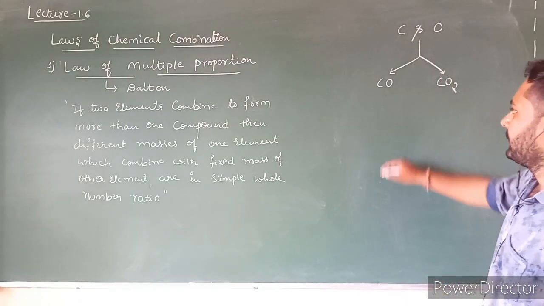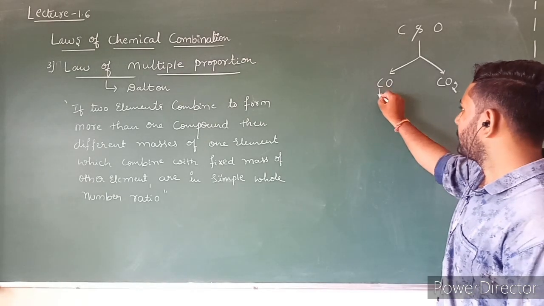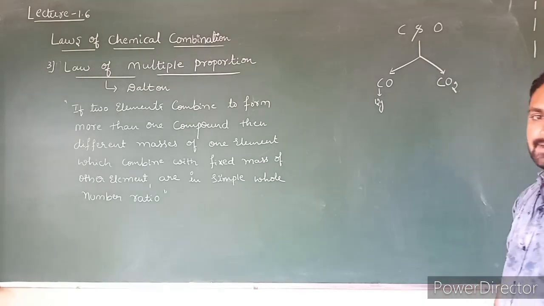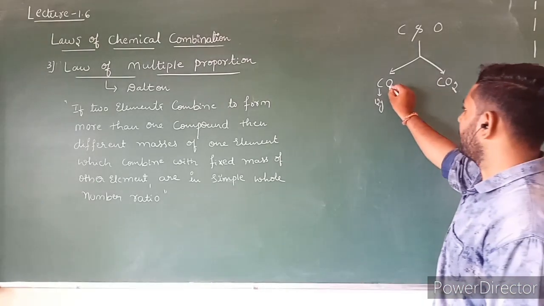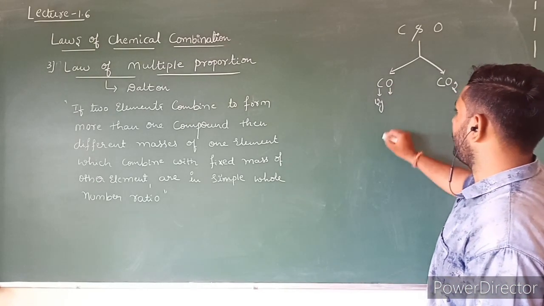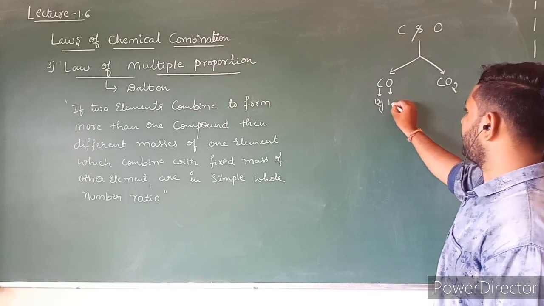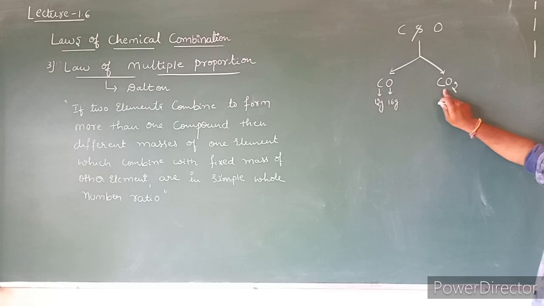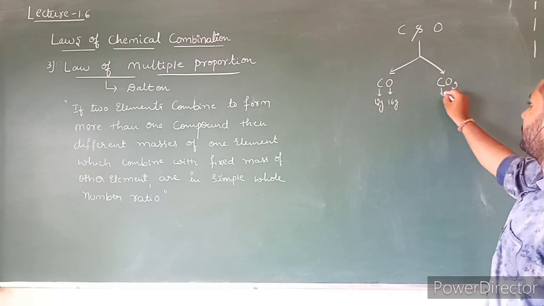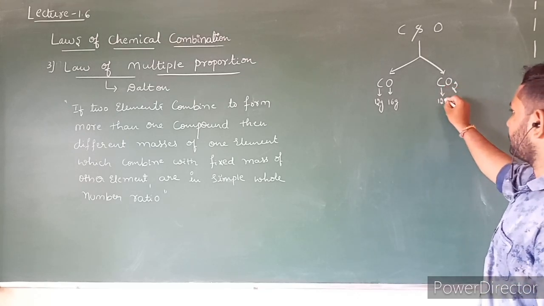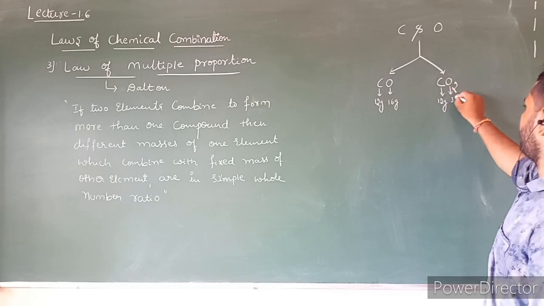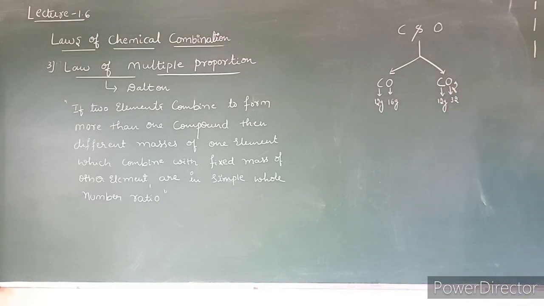Okay, here the mass of carbon is 12 grams. Why? Because here only one carbon, its atomic mass is 12 grams. Here how many oxygen atoms are there? One oxygen atom. Its atomic mass is 16 grams. Come to this compound. Here the carbon atomic mass is 12 grams, and here oxygens are 2. That's why its atomic mass is 32 grams.